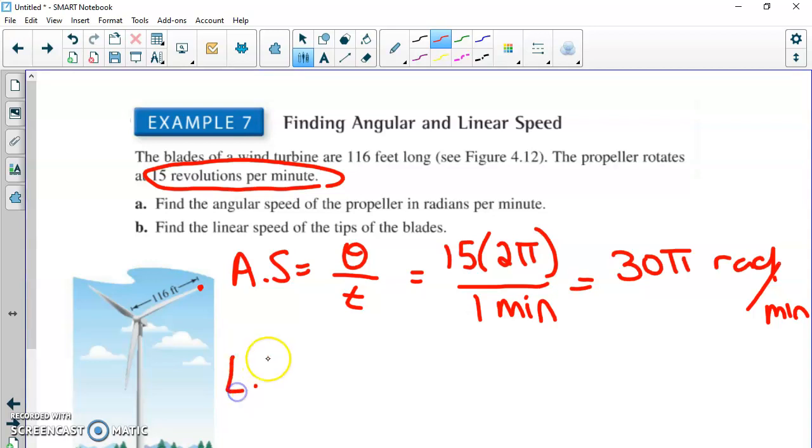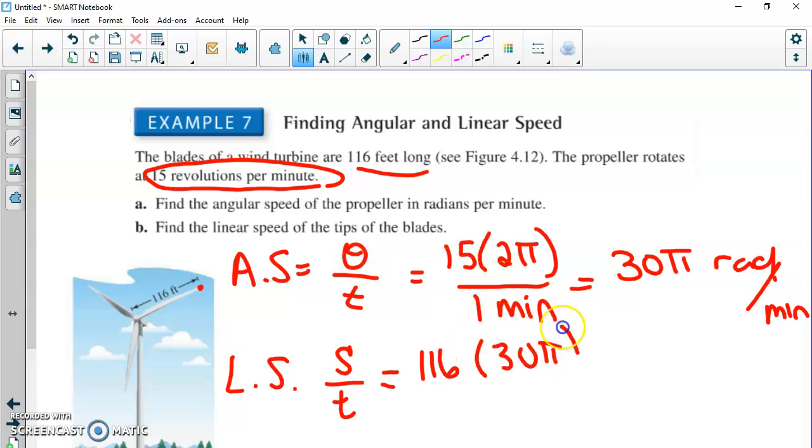For linear speed, notice for angular speed, they had nothing to do with the radius. I did nothing with the 116 feet. For linear speed is arc length over time. So arc length is radius, so 116 times theta. The nice thing about this one, if you have angular speed, you already know what theta is, but theta is going to be your revolutions times 2 pi. In this case, we already know that that's 30 pi. And over time. This one here is nice because they wrote 1 minute and they asked for linear speed per minute.